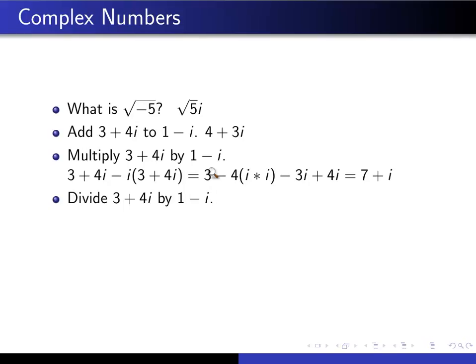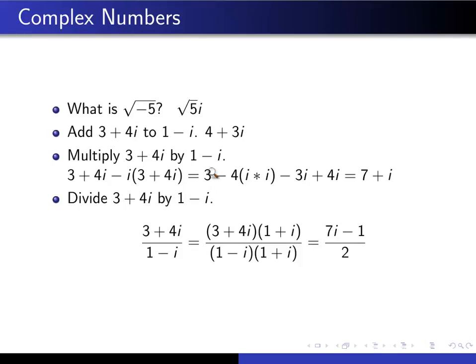Divide 3 plus 4i by 1 minus i. This is the trickiest operation, so unless you study, this will be the question that most people would get stumped by. But it's basically like fractions. So we have 3 plus 4i, and we want to divide that by 1 minus i. So then we're going, how do I do that? I'll just leave it like this.